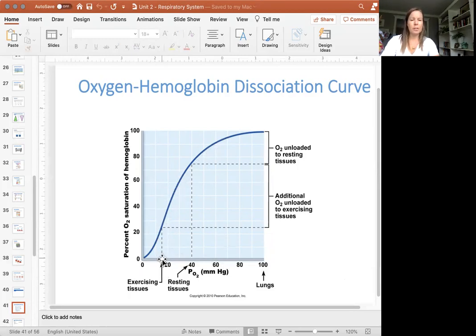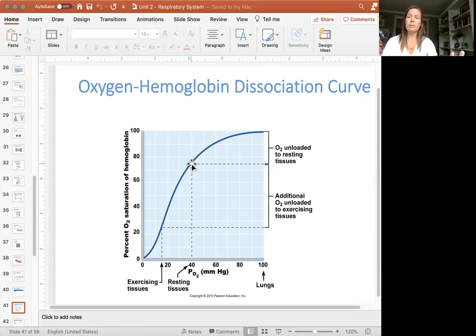So for example, if you have a partial pressure of oxygen that is 20 millimeters of mercury right here, follow that line up till it intersects with the line on the graph, and the percent saturation of hemoglobin is about 40. If you are in an area where there's more oxygen, so maybe in a different area of the body, there's 40 millimeters of mercury rather than just 20. So you have more oxygen here. Now the percent saturation of hemoglobin goes up to 75%.